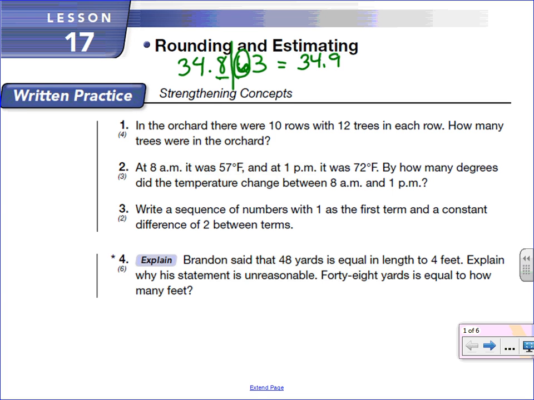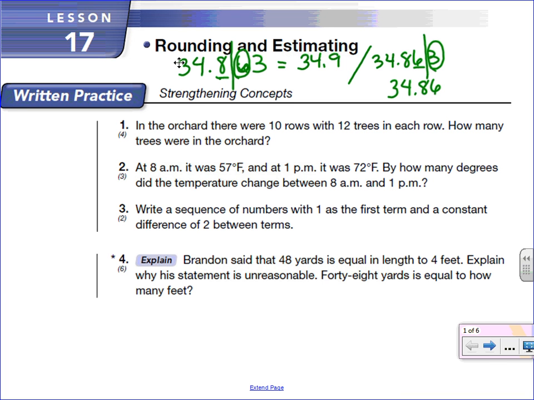If instead I was rounding it to the 6 digit, so I was at 34.863, and it said round it to 2 decimals or to the hundredths place, that means I'm going to cut it off here. I have to look at this number. Since that number is less than 5, the 6 stays as it is, and it would be rounded to 34.86.